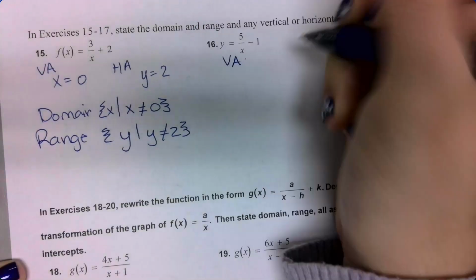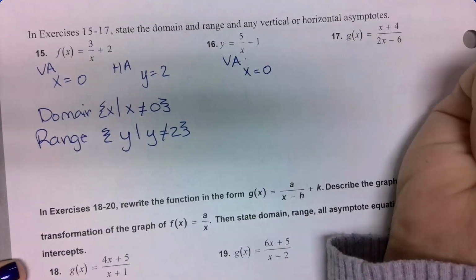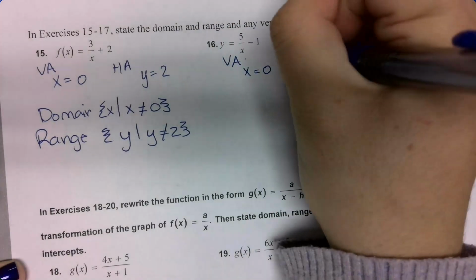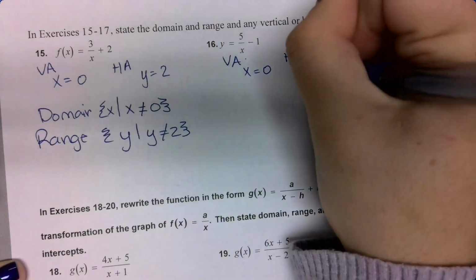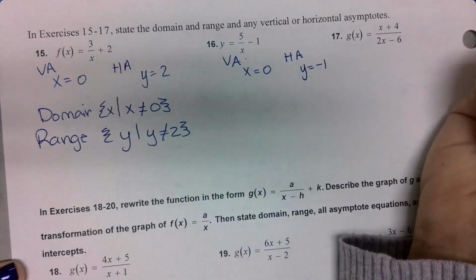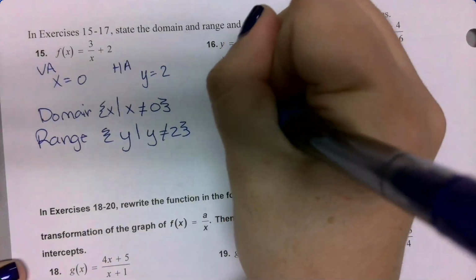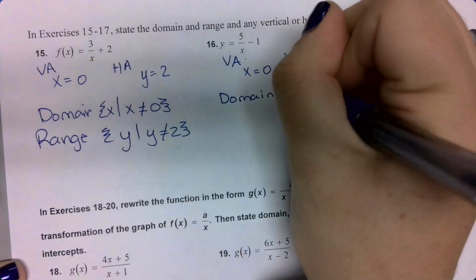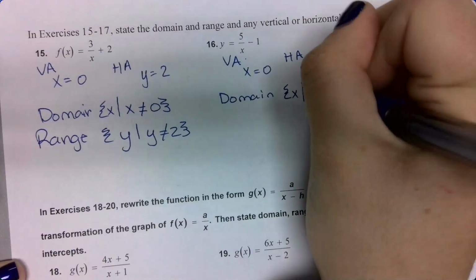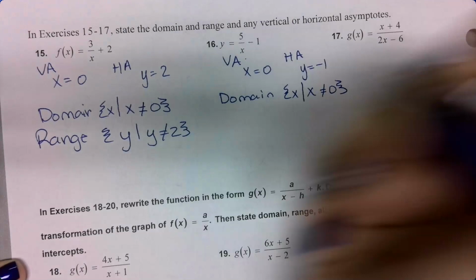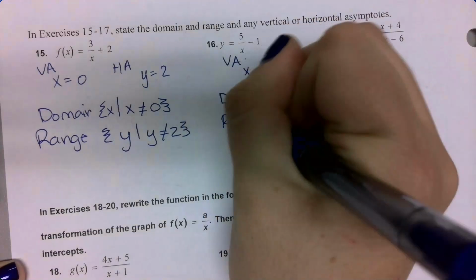Same idea for number 16. My vertical asymptote is x equals 0, because I took my denominator and set it equal to 0. My horizontal asymptote is y equals -1, because I took that number at the end. My domain can't equal my asymptote. And then my range can't equal my other asymptote.